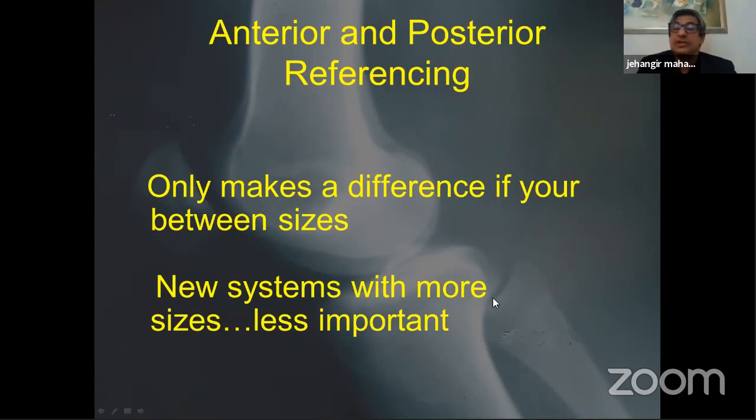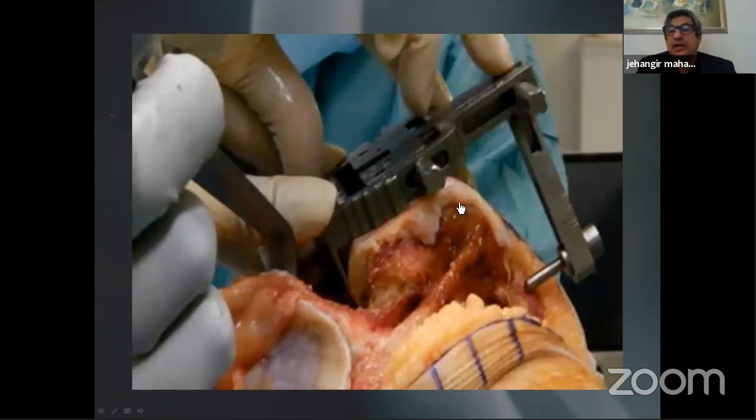With newer systems, it's very correct. There is more inventory, and this issue of what you do when you're between sizes is becoming less and less. But just as a point, because we will be in situations where we are between sizes, you need to know in your implant what works best. If I am between sizes, I'll tell you what I do.